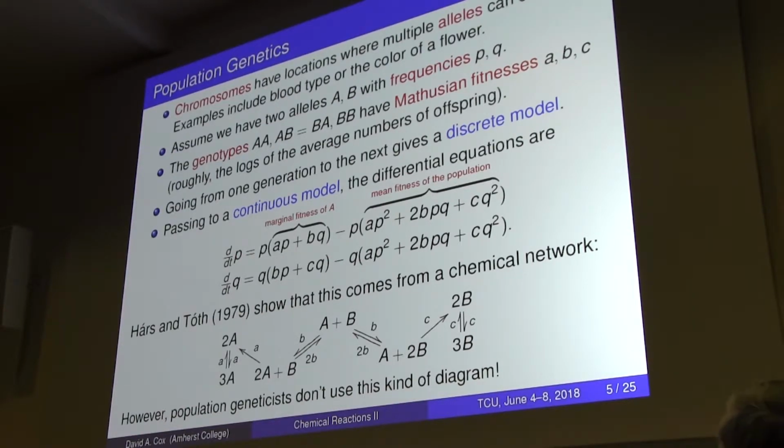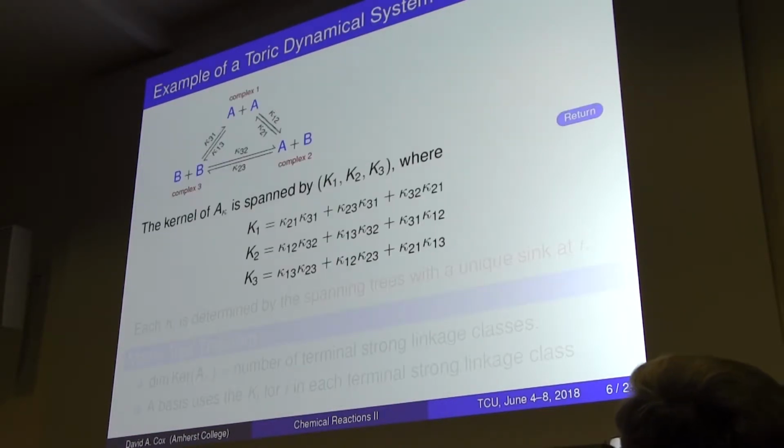Yeah. And so let's do an example of a toric dynamical system. Let's look at this one where I have three complexes and only two species, just A and B, and every reaction is reversible. What we're going to discover is that if I make a generic choice of the reaction rates, it's not a toric dynamical system. But if I make a good choice, then it is.